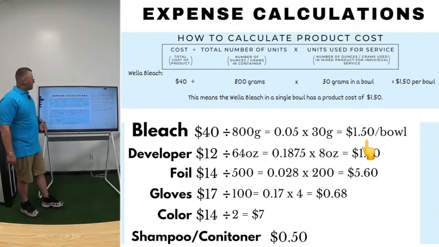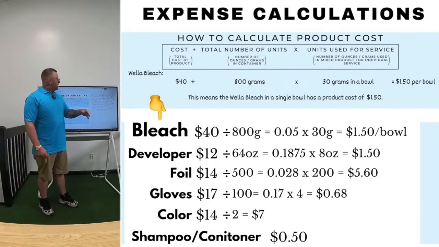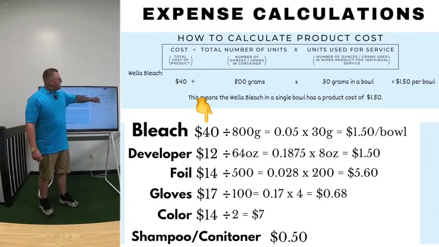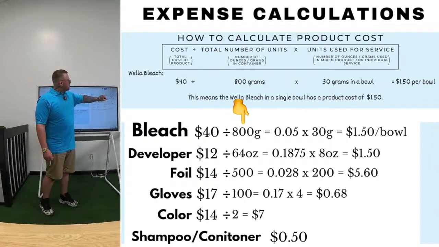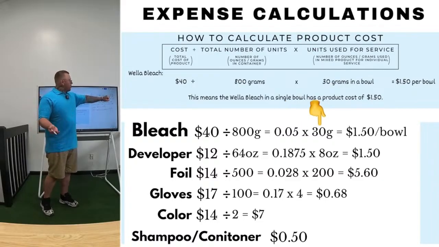Again, let me break that down, and I'll show you over here. So again, bleach at $40 divided by 800 grams equals 0.5 cents. Now, whatever you're mixing your bleach at, it could be ounces or grams, I'm just doing grams, but it could be 30 grams, 40 grams, 100 grams. All you do is take that unit price.